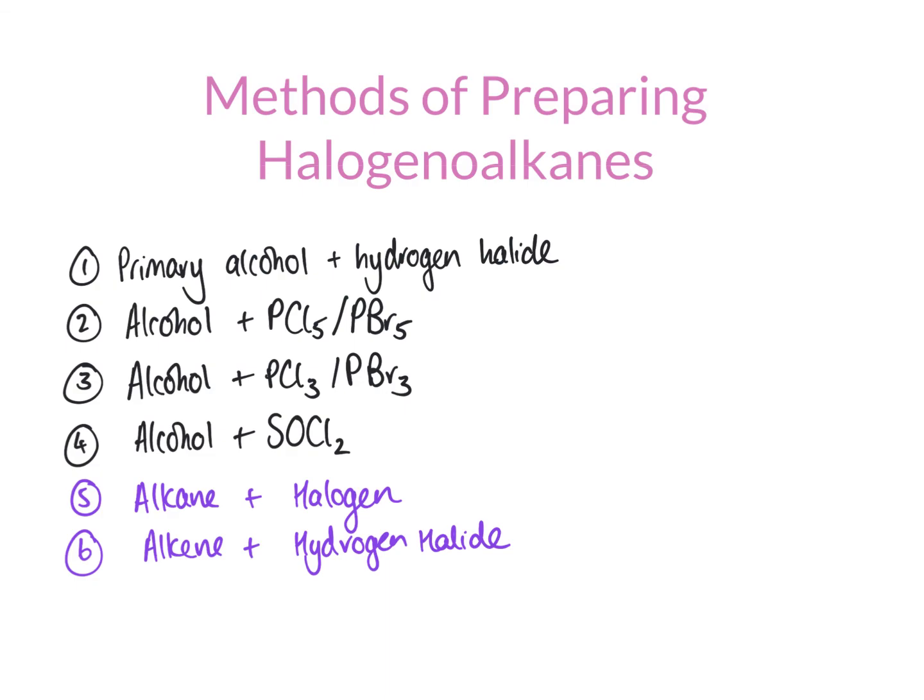So there are 6 methods all in all of preparing a halogenoalkane, and the ones that you should know in most detail are those last two, because you need to know the mechanism as well, and ones that we've met in another topic.